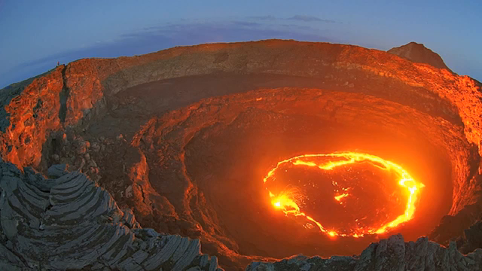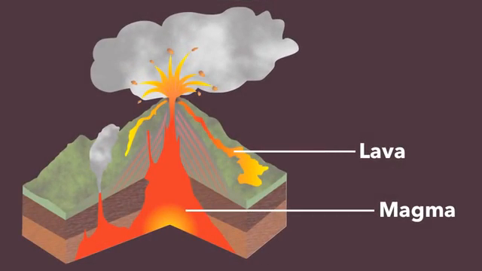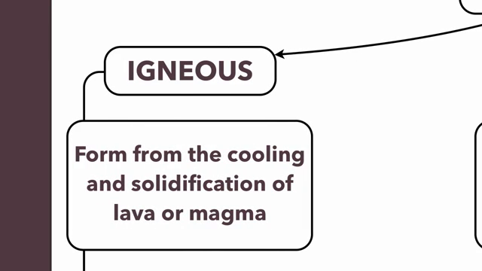But what I want you to keep in mind is that there is a difference between lava and magma. When it's deep inside the earth, under the surface, we call it magma. Once it erupts onto the surface, we call it lava. Now, this material, whether inside the earth or on the surface, can cool and solidify, and so that gives us two different types of igneous rocks. Igneous rocks are classified according to where exactly they did their cooling and solidifying. And so we have two types.